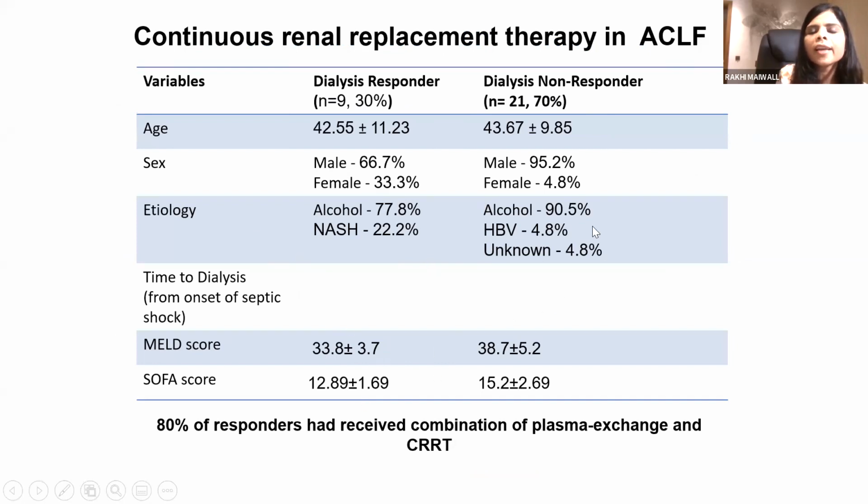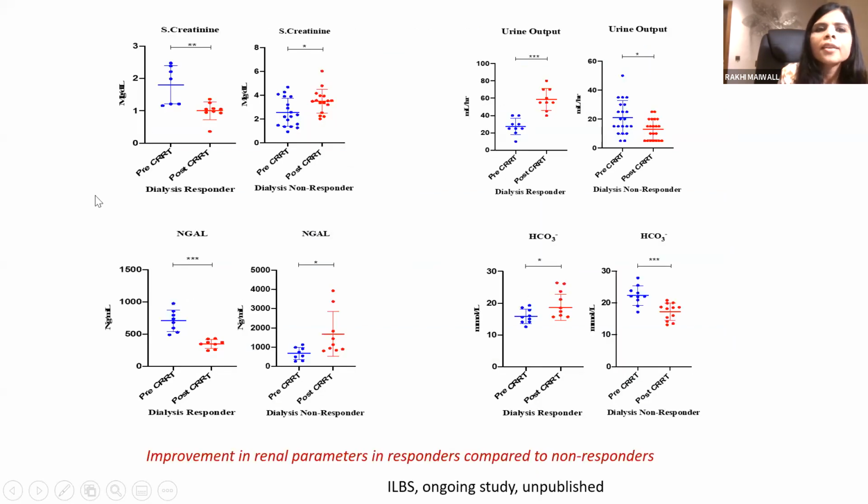But again, like I showed you for plasma exchange, it is not that everybody will respond to these therapies. Some patients may even get worsened, which we say as the non-responders. And we can see here that non-responders were the ones who had more severe liver disease, higher MELD score, higher SOFA score, and most of our responders had received a combination of plasma exchange and CRRT. And we can see here the difference between responders and non-responders. The non-responders had worsened after CRRT. NGAL levels had shown a worsening trend.